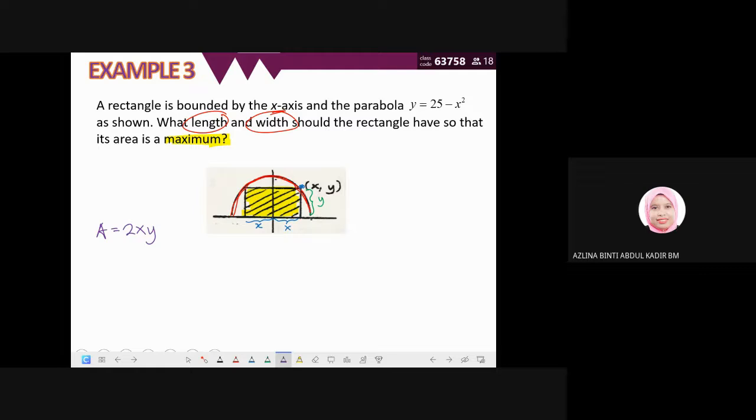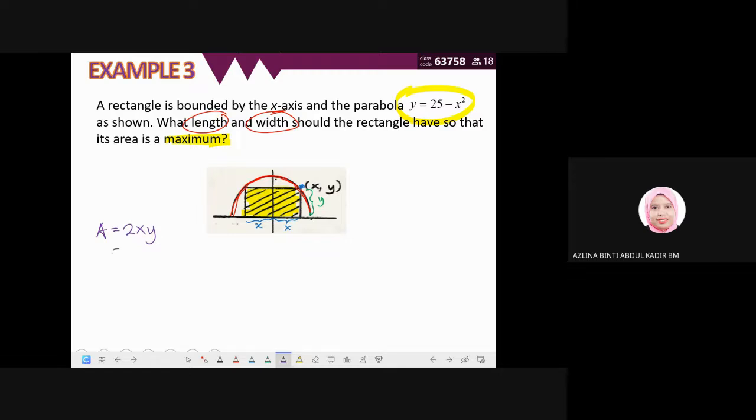Okay, then awak kena ingatlah awak tak boleh differentiate with two variables. Okay, x and y. Okay, that means awak kena jadikan satu saja variable. Okay, differentiate A with respect to x or differentiate A with respect to y. Right, macam tu. Jadi sekarang ni dia bagi information yang ni. Okay, equation of parabola. Y is equals to 25 minus x squared. So you can substitute y into function A.